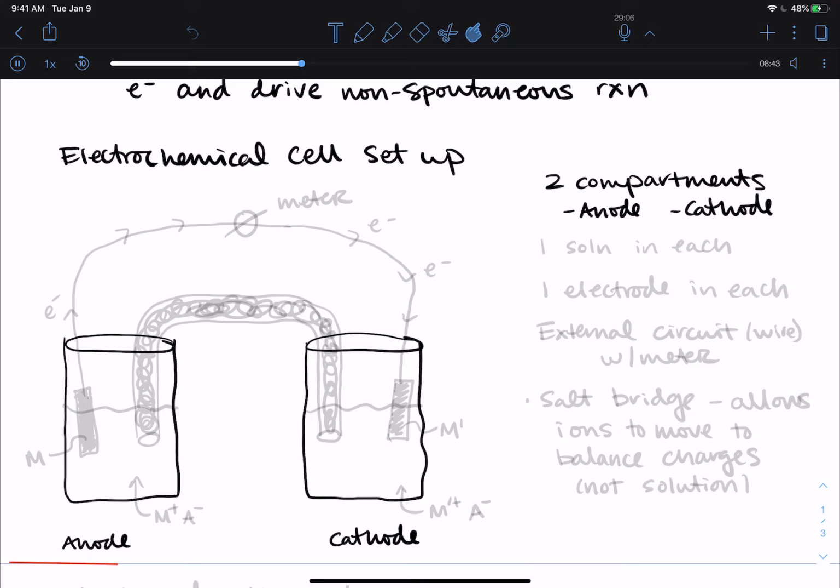Each one of these will have a solution. So let's get a solution and an electrode. So one solution in each, one electrode in each, and these are required components. The electrode is usually just kind of a flat piece of metal, and we'll color this in so you see that it's solid, and put a flat piece of metal over here.